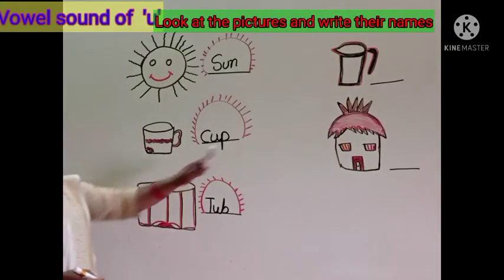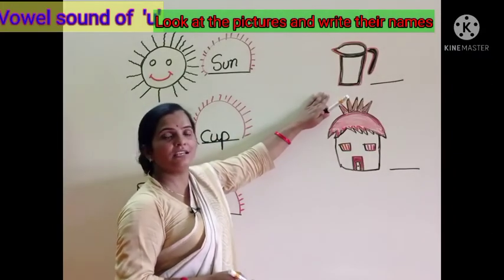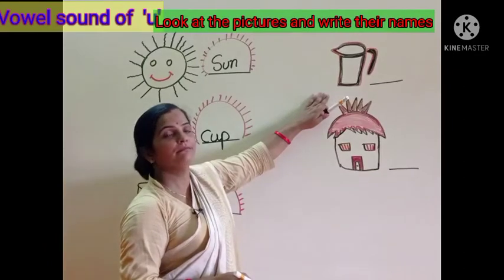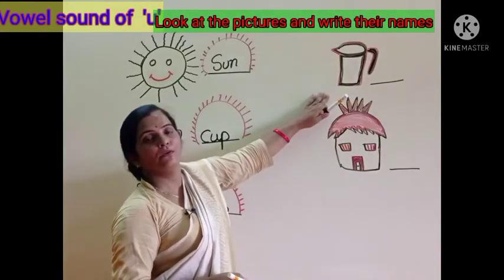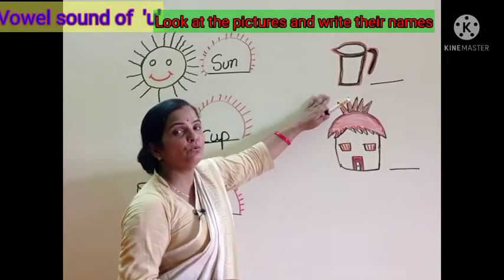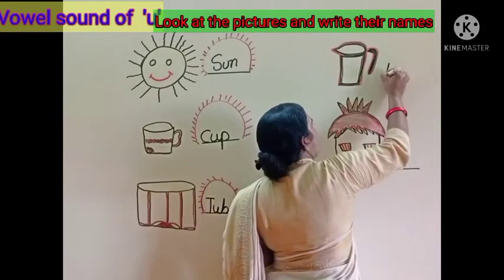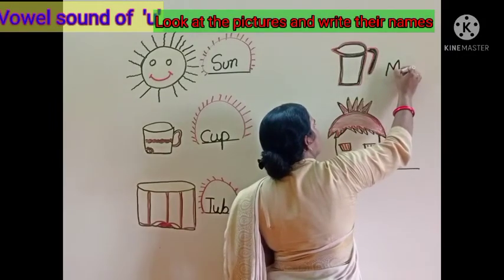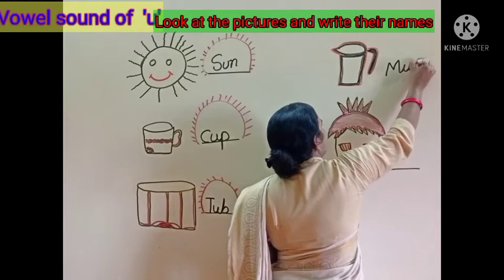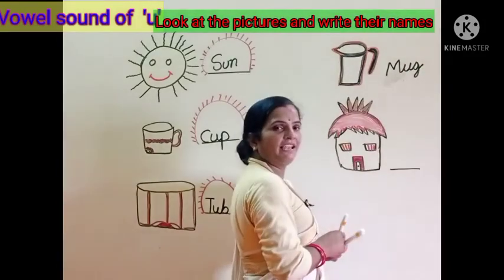Next, which picture is this? This is a mug. What is the spelling of mug? M U G, mug. M, U, G, mug. The spelling of mug.